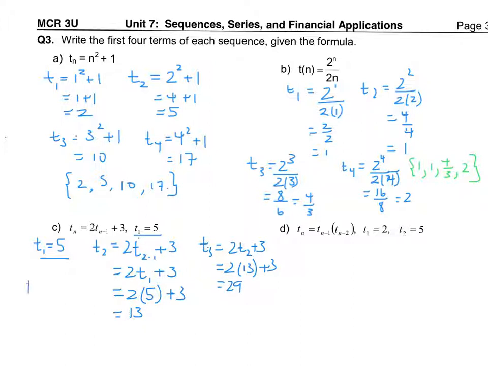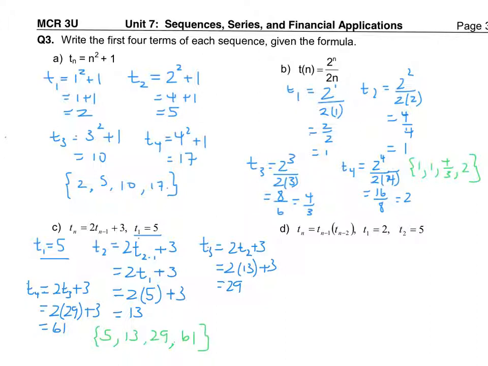And then term 4 would equal 2 times the term before it, which was term 3, plus 3, and term 3 had a value of 29. So 2 groups of 29, well that would be like 2 groups of 30, which is 60, but then take 2 away because I added in 2 extra values. So that should be a 58, but then add 3 more to that, should be a 61, I believe, if I've done that correctly. So the first four terms in this particular sequence are 5, 13, 29, and 61.